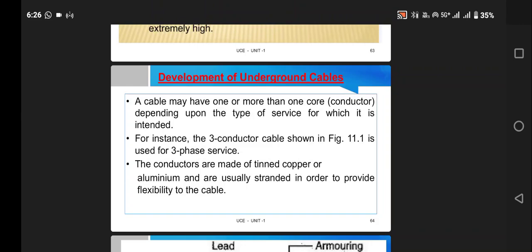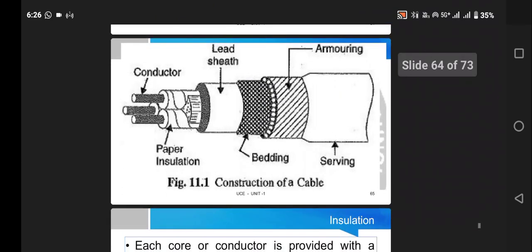In the development of underground cables, the cable may have one or more than one core or conductors depending upon the type of service for which it is intended. The construction of a cable is represented here. It consists of one or more conductors or cores, then paper insulation, then lead sheath. After that, it has bedding, then armoring and serving.